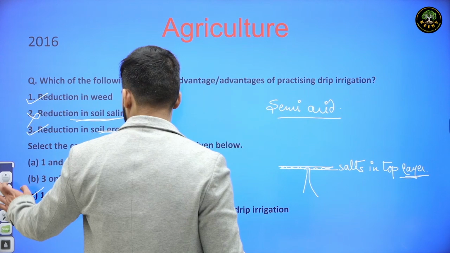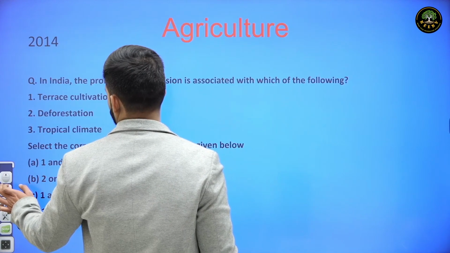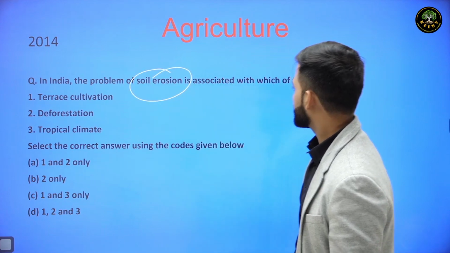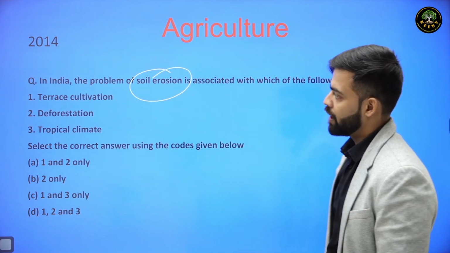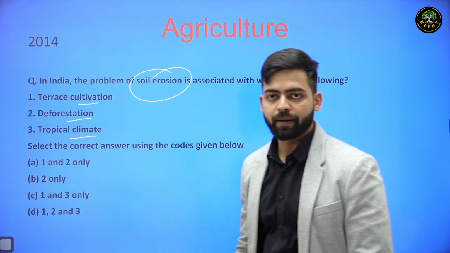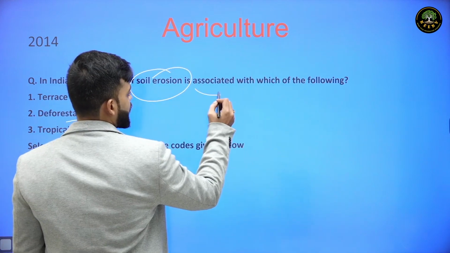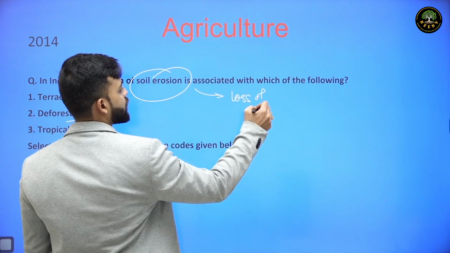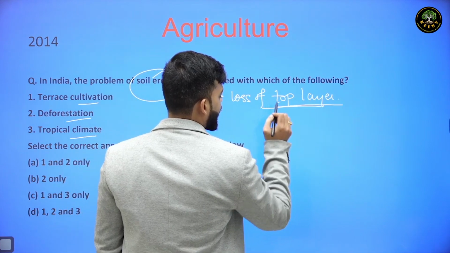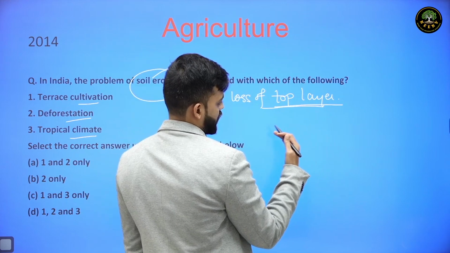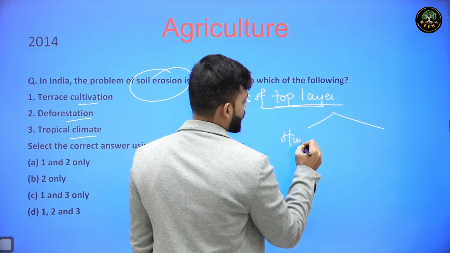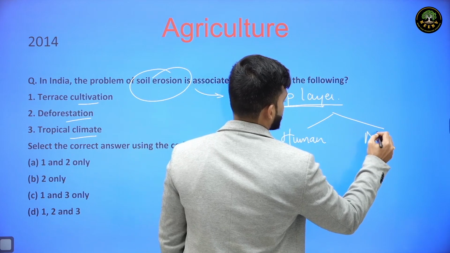If we see another question that is related to soil erosion, the problem of soil erosion is associated with which of the following? Number 1, terrace cultivation. Number 2, deforestation. Or number 3, tropical climate. Soil erosion is basically loss of top layer of the soil. It gets eroded because of the action of runoff of water, and this can happen either because of human activities or because of natural phenomenon.